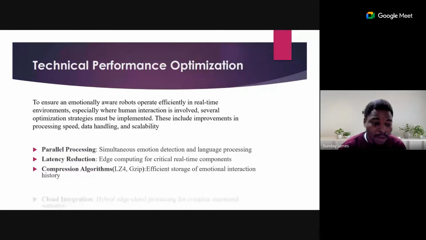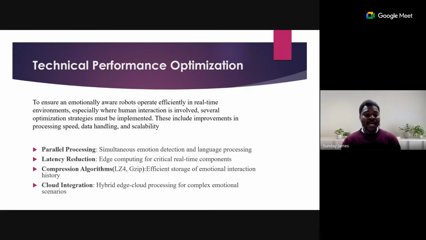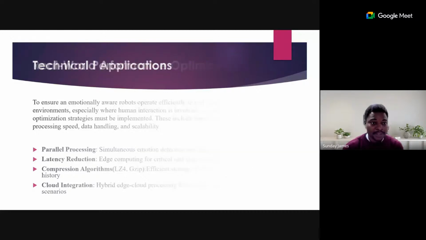We also use cloud integration for very high processing. This is used when the processing is too high for the edge computing to handle. Thereby, we can leverage cloud computing to hold some of these models, process, and get feedback.